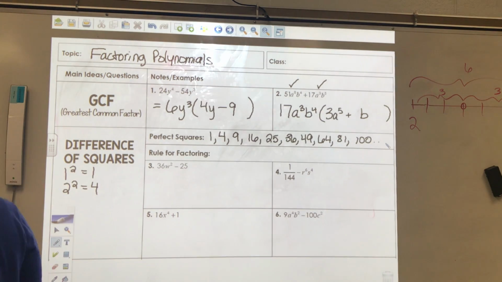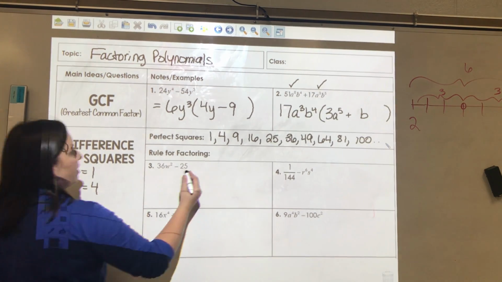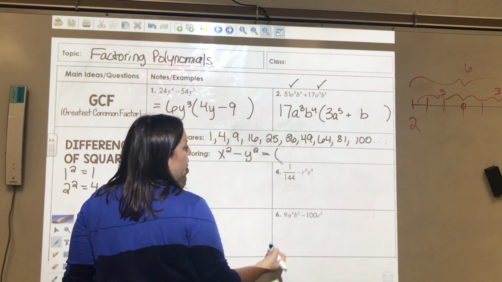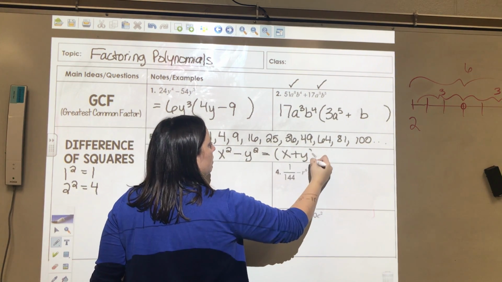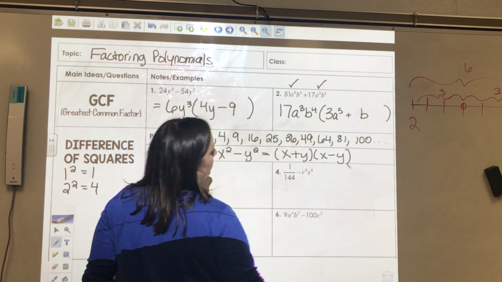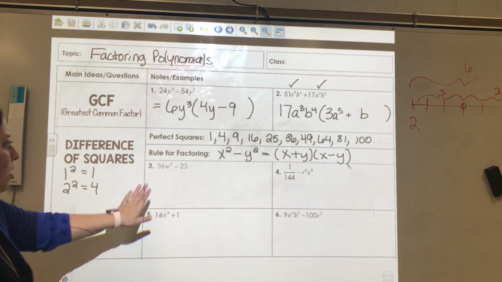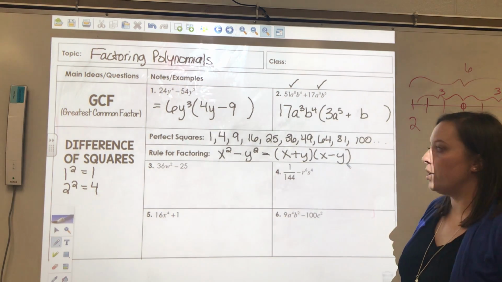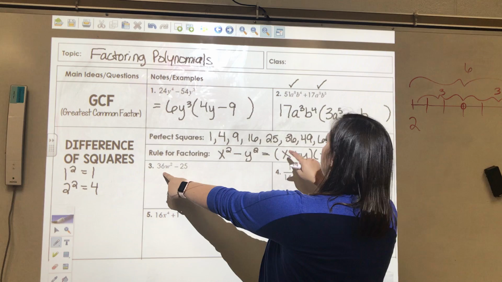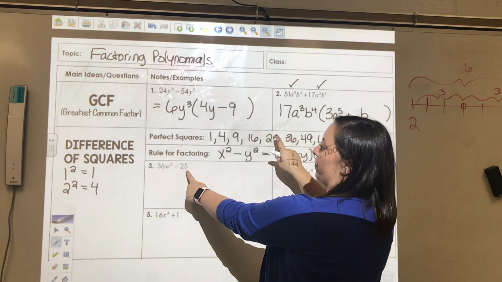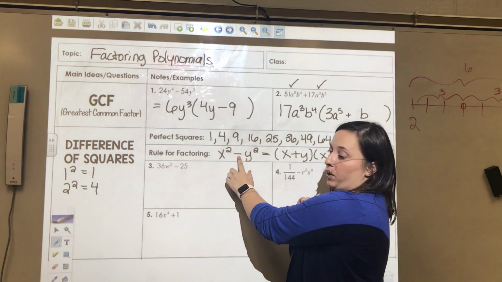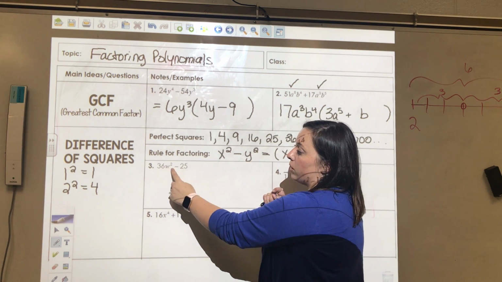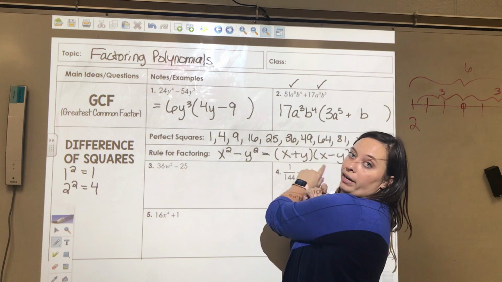And then the rule for the factoring, they tell us that if you're given something that looks like this, x squared minus y squared, you're going to factor it into parentheses x plus y, x minus y. So all these, 3, 4, 5, and 6, are all difference of squares. We know that they're difference of squares because 36 is a perfect square, 25 is a perfect square, and it has a minus in between. So it's in the form of x squared minus y squared. When it's in the form of x squared minus y squared, we get to use this formula right here.